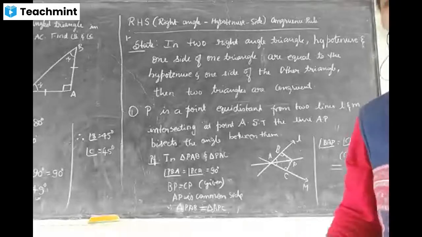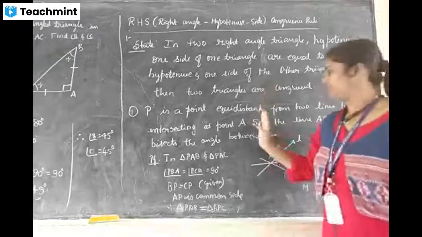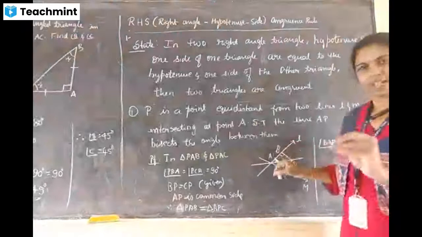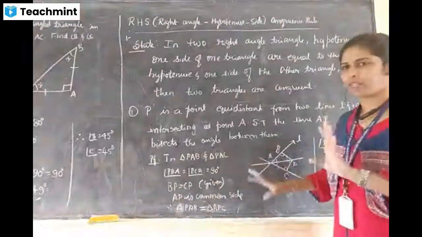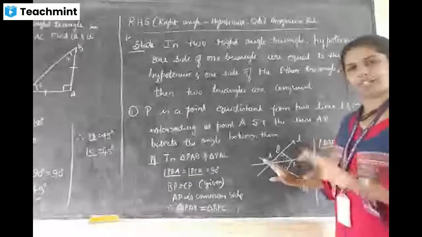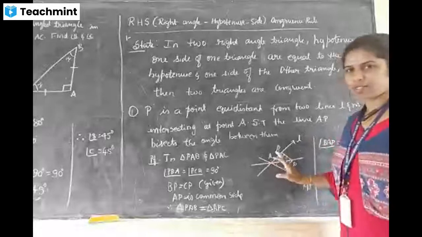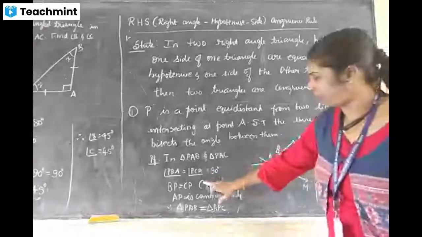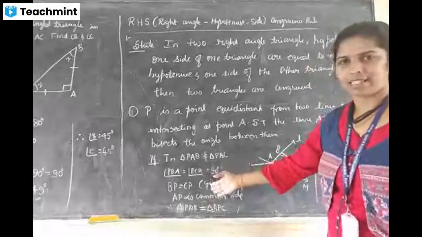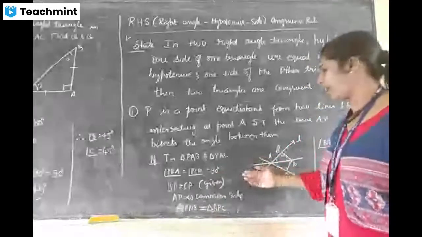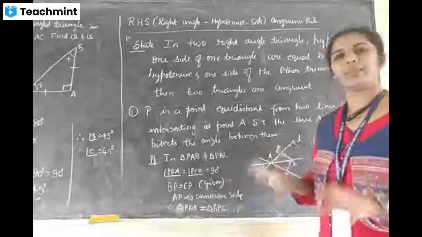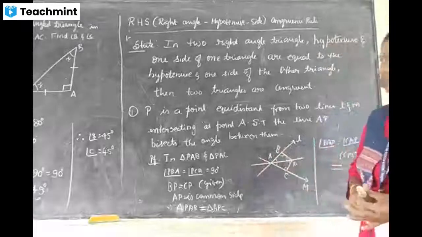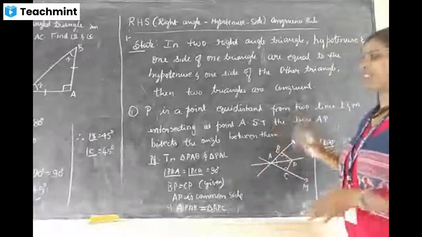In the RHS theorem, one right angle must first come in. That's sure. One side will be there anyhow. If one right angle comes, that goes for RHS only. Or I can name it as angle-side, SAS also you can name. Or you can write RHS also. If 90 comes, you can name it as RHS also. Understood? So this is the proof.